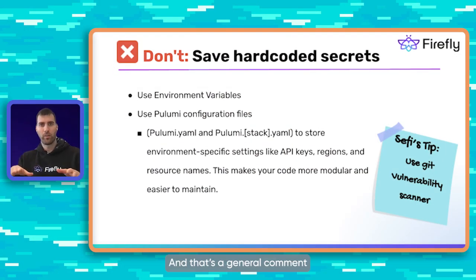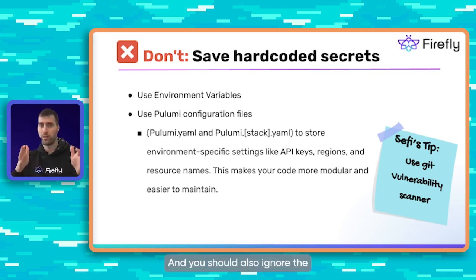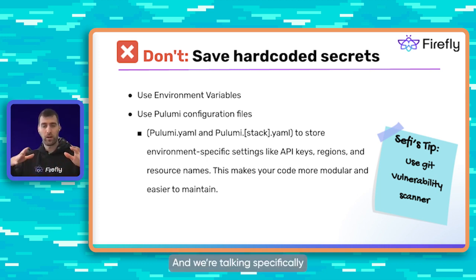And that's a general comment that we should never save hard-coded secrets, not for our application, not for our infrastructure. And one of the ways to avoid that is to use environment variables. And you should also ignore the variable values using git ignore. And while talking specifically about Pulumi, we can use the Pulumi configuration files to save the environment-specific values.